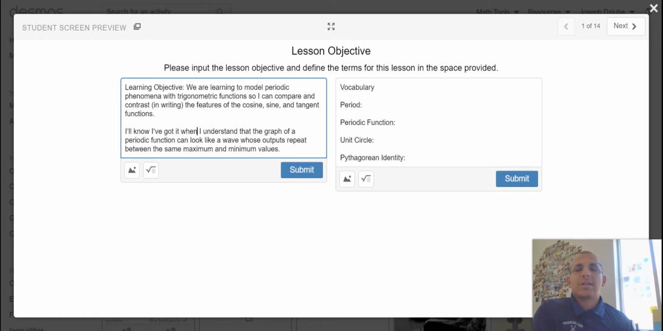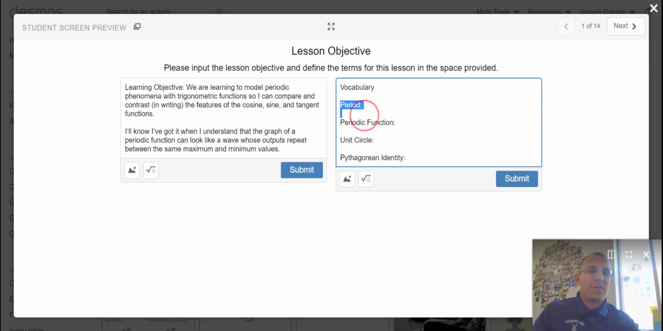So I compare and contrast in writing the features of the cosine, sine, and tangent functions. It is very important that you memorize, define these first two words. Although I've got it when I understand that the graph of a periodic function can look like a wave whose outputs repeat between the same maximum and minimum values.